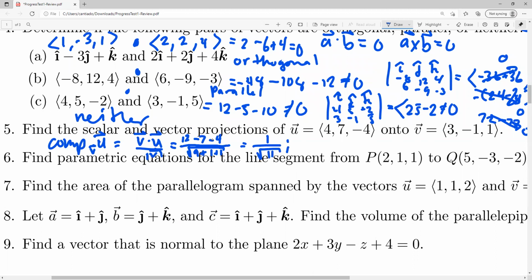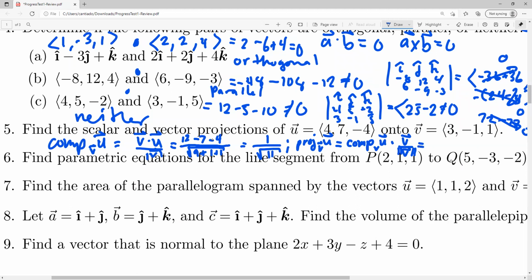Now we're going to take the actual vector projection, which is written like this. The projection of u onto v, same sort of setup. It's going to be the exact same thing, except it's the components of u onto v. So it's this formula right here times the unit vector of v. You can think of it like this: the component of u onto v times the unit vector of v. So you're going to take the vector v and divide it by its magnitude.